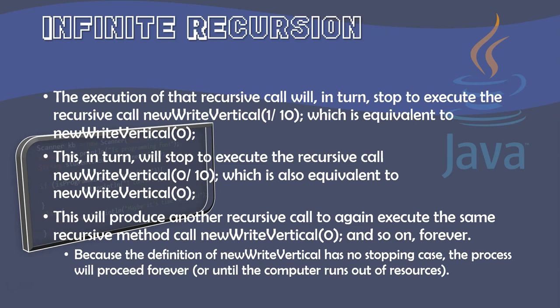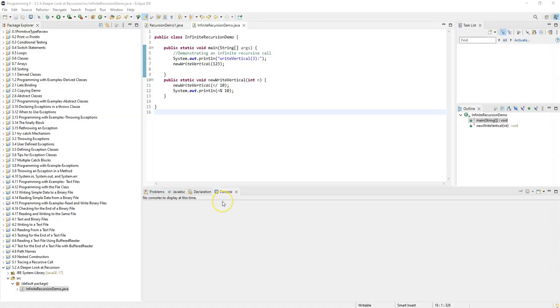You can see how we have a problem here. We're never stopping, because the definition of new right vertical has no stopping case. There's nothing to tell it to exit out of this recursive loop that we effectively have made. The process is going to go on forever or until our computer runs out of resources. And let's go ahead and take a look at what that actually looks like in Eclipse.